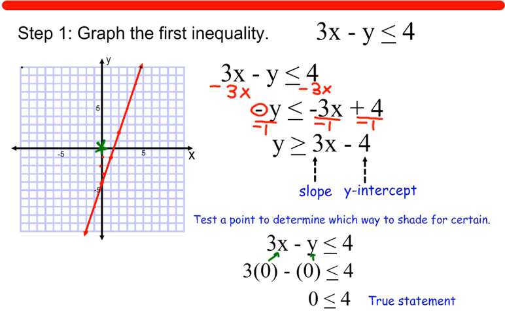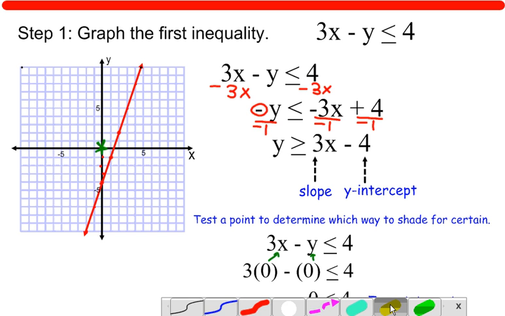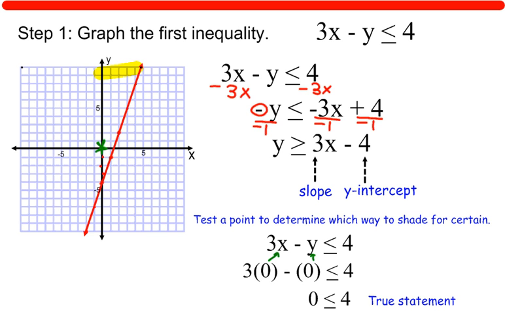and I'm going to see what happens. And when I do, I end up with 0 is less than or equal to 4. Now that is a true statement. And what's nice is if that is true, then every other point on that side of that line is also going to be true. So I need to shade in absolutely everything to the left-hand side of my line. So that is the first part of our graphing process.